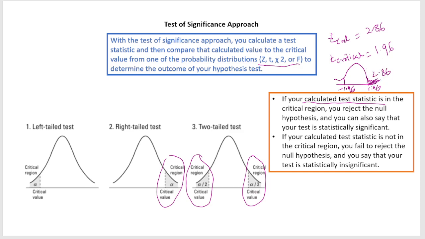But if it is not in this rejection region, suppose our t calculated is about 1.86. This is when it is less than the t critical value. That means it will lie somewhere here in this region, so it is not in the rejection region. That is why you are not going to reject the null hypothesis. So if your calculated test statistic is not in the critical region, we fail to reject the null hypothesis, and we say that our test is statistically insignificant.